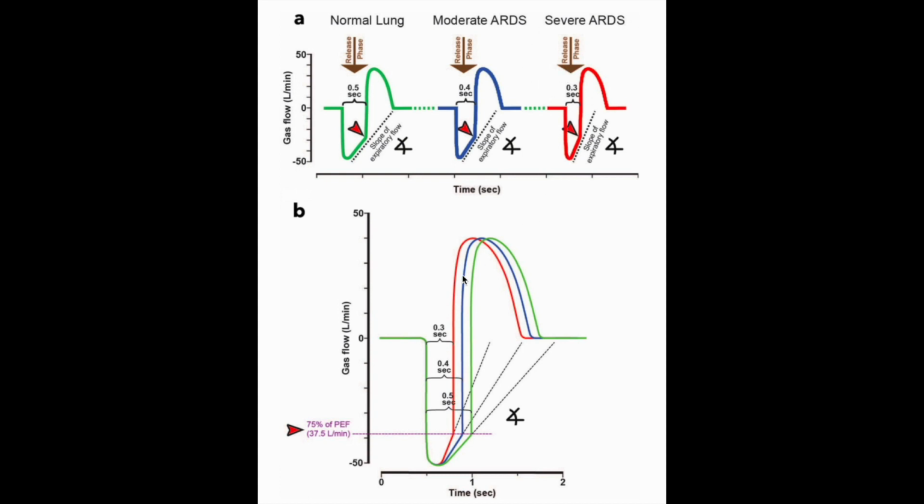So our target is to keep this at 75% of the peak expiratory flow rate and to adjust our expiratory time accordingly, so that we do not allow these lung areas to collapse. So as the lung worsens, my expiratory time must gradually come down. If I don't do that, my lung is going to collapse. If I keep this 0.5 seconds for a severe ARDS, then more of my lungs are going to collapse, as my slope is now much steeper.